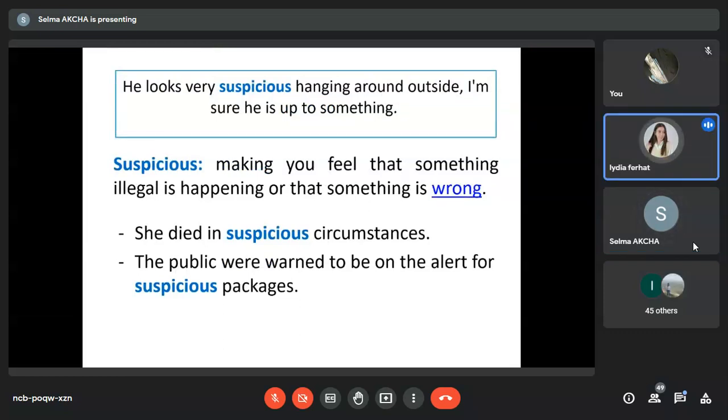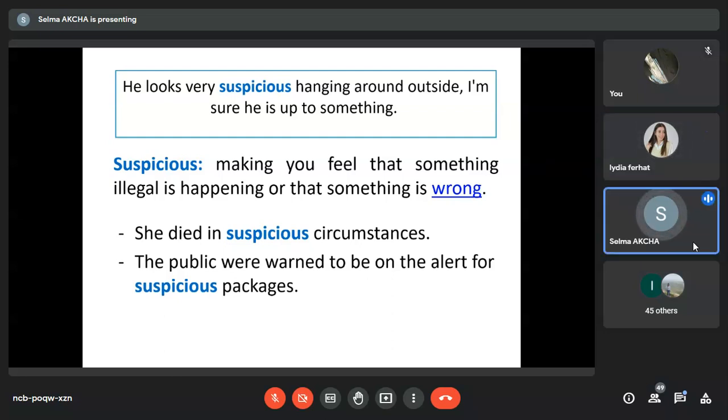She looks very suspicious hanging around outside. I'm sure he is up to something. Suspicious, making you feel that something illegal is happening or that something is wrong. She dies in suspicious circumstances. The public were warned to be on the alert for suspicious packages.